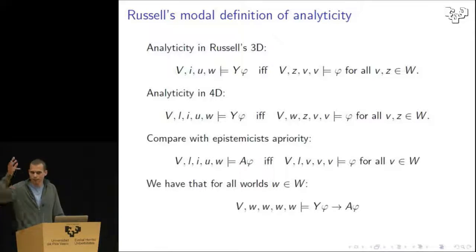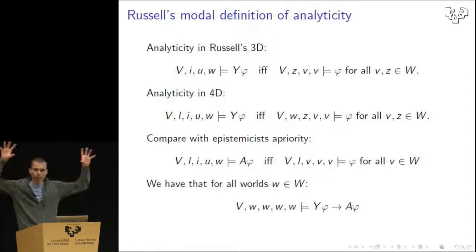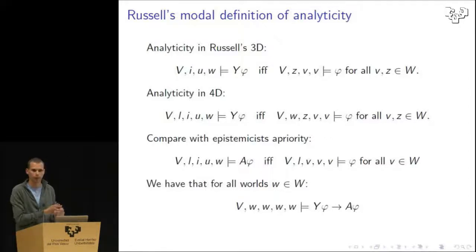So what Russell has in mind in her paper seems to be rather an intuitive notion of a priority, and not the one which epistemic two-dimensionalists have already been using in their framework. And I think this is an interesting result because it shows that either this argument by Russell against her own notion of analyticity fails, or if it goes through, then it would also be a counter-argument against the epistemic notion of a priority.